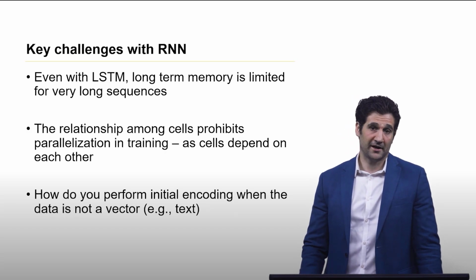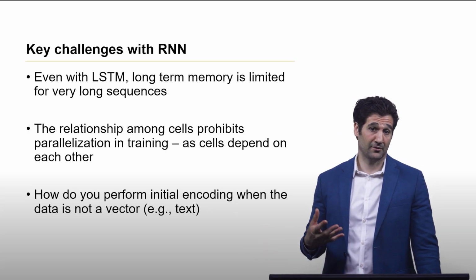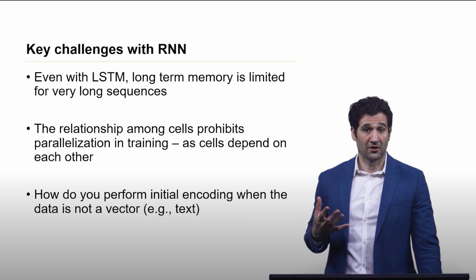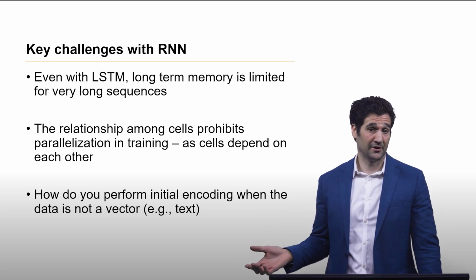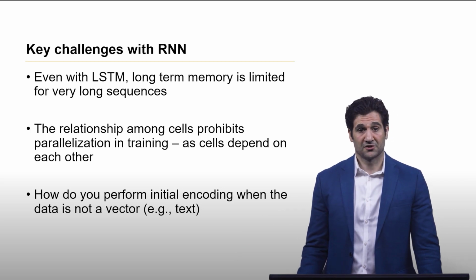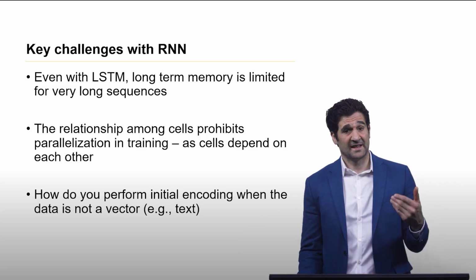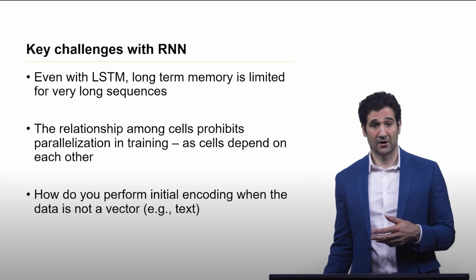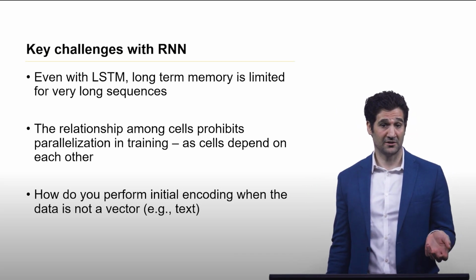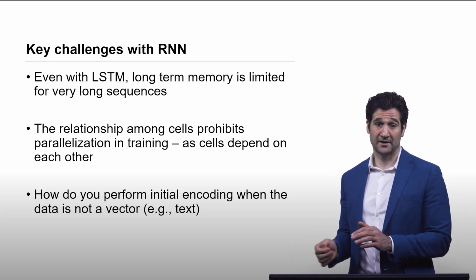So let's go back to the challenges with recurrent neural networks. Even sophisticated RNNs such as long short-term memory, the long-term memory is limited for very long sequences of information. Also, this hidden state that we had among cells prohibits parallelization in training. So the cells are dependent on each other.